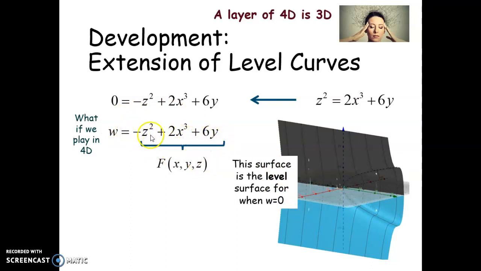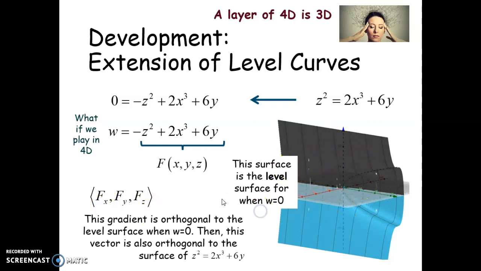Okay, so we got x, y, and z's in there. So we got a function. We'll call it big F this time, not the small f. And so then what we're looking at here is this gradient. That's going to be the gradient to this level surface. And when we do this gradient, wait a minute, this level surface is actually the surface of this relationship.